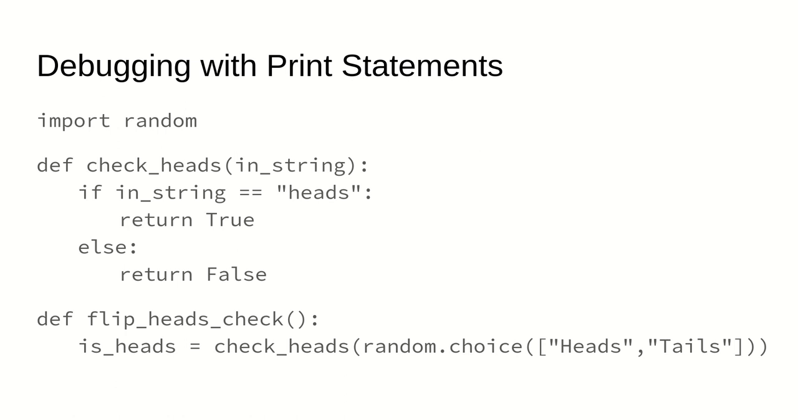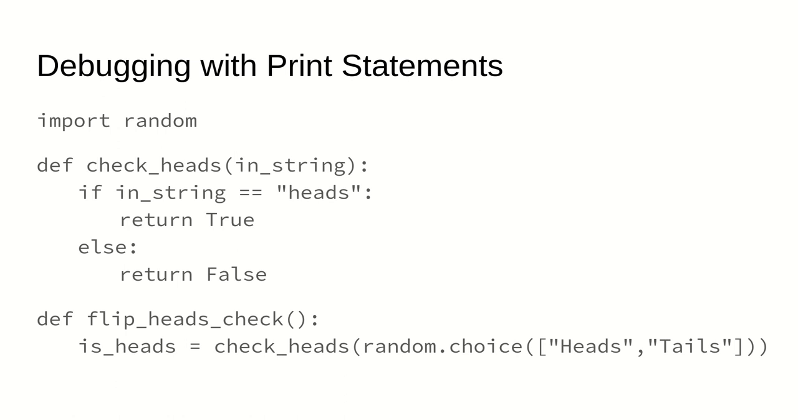Here's a program that's intended to check whether a coin flip came up heads or not. So the coin flip is done by a random choice of heads or tails, and that result from the random choice is fed into the checkheads function. But what I might notice if I called this flip heads check over and over again is that I'm always being told that it is not heads.